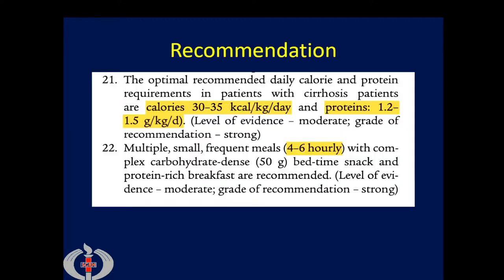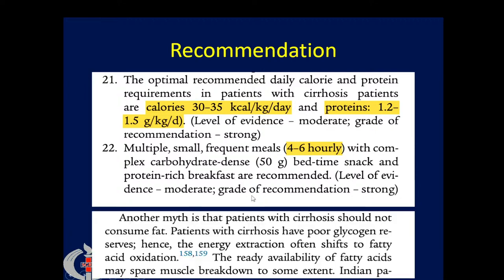So, according to the INASL guidelines, the optimal recommended daily calorie and protein requirement in patients with cirrhosis, both compensated and decompensated, the calorie requirement should be approximately 35 kilocalories, protein 1.2 to 1.5 grams per kilogram, and multiple small frequent meals, at least 4 to 6 hourly, have to be given with complex carbohydrate, bedtime snacks, and protein-rich breakfast has to be recommended.